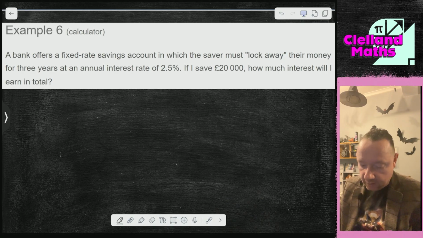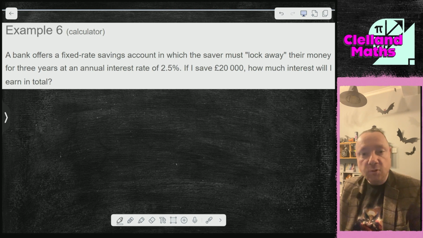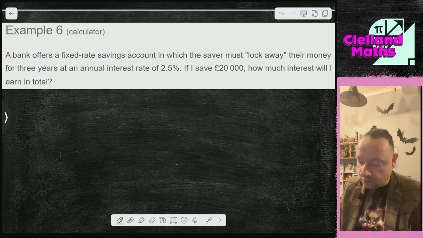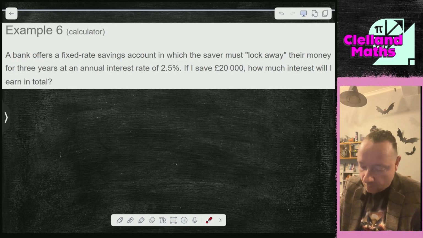Okay, example 6. A bank offers a fixed rate savings account in which the saver must lock away their money for 3 years at an annual interest rate of 2.5%. If I save £20,000, how much will I earn in total? It mentions locking away for 3 years, so this is accumulation.